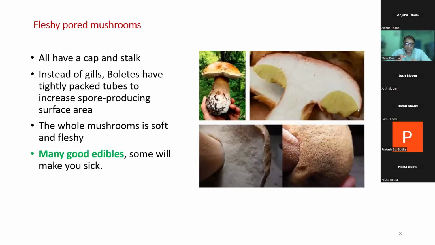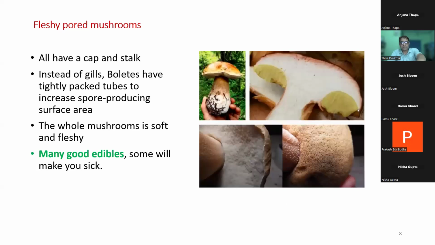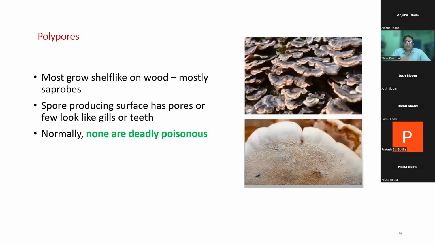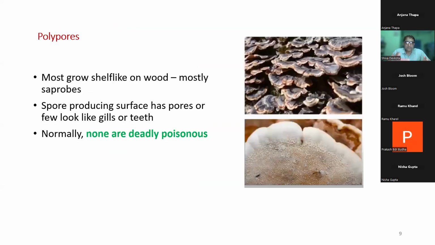And apart from that, there is another type of mushrooms, because in our earlier pictures there are gills, but in this picture you see there are only pores, not gills. So most of the mushrooms with such kind of pores are not so poisonous like mushrooms with gills, but many are good edibles, but some will make you sick. There are some more mushrooms with pores, because this is the fleshy mushroom. This is very soft. This grows on ground, but this mushroom grows on woods, and these mushrooms also bear pores. And such kind of mushrooms are not deadly poisonous.